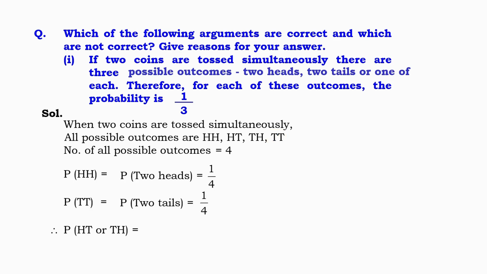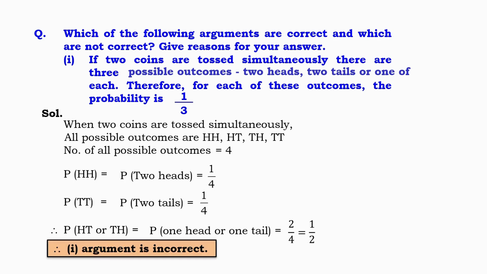Now the probability of getting head tail or tail head, that is the probability of one head and one tail. There are two favorable outcomes, so this will be equal to 2 by 4, that is 1 by 2. So whatever is mentioned in the argument, that the probability will be 1 by 3, that is not correct, because in one instance we got 1 by 4, in another instance we got 1 by 4, and in another instance we got 1 by 2. So whatever is given is not a correct statement.